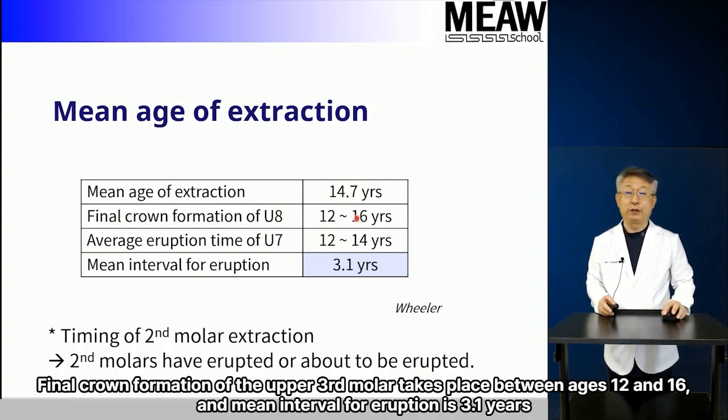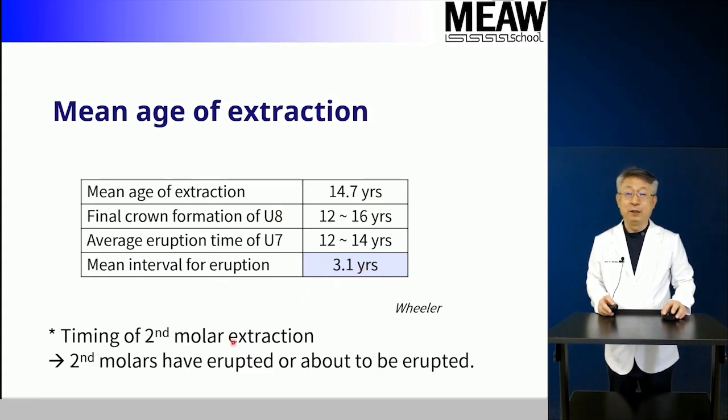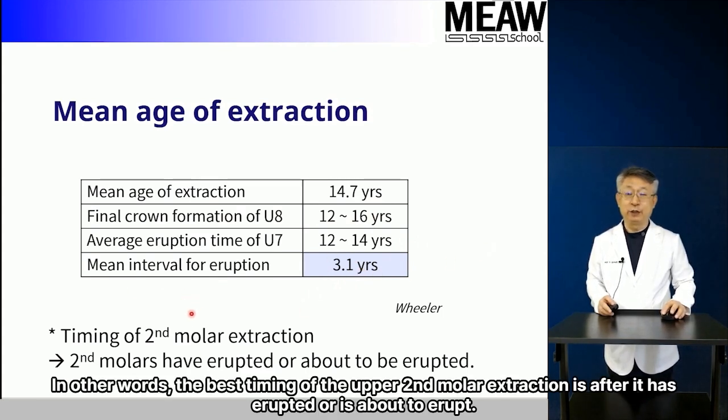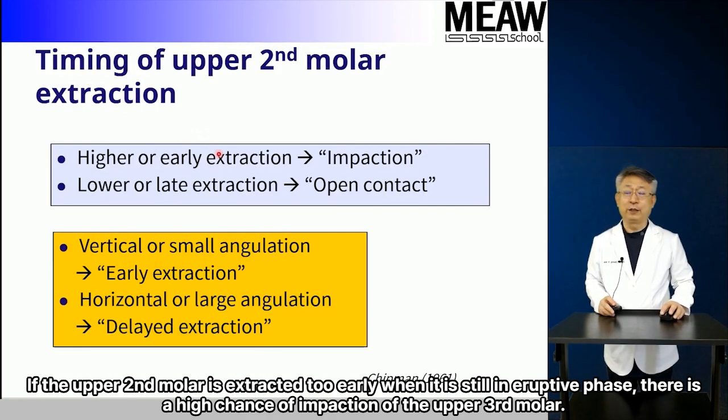Final crown formation of the upper third molar takes place between ages 12 and 16, and mean interval for eruption is 3.1 years. In other words, the best timing of the upper second molar extraction is after it has erupted or is about to erupt. If the upper second molar is extracted too early when it is still in eruptive phase, there is a high chance of impaction of the upper third molar.